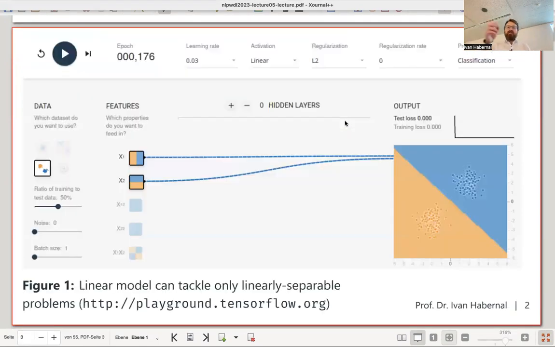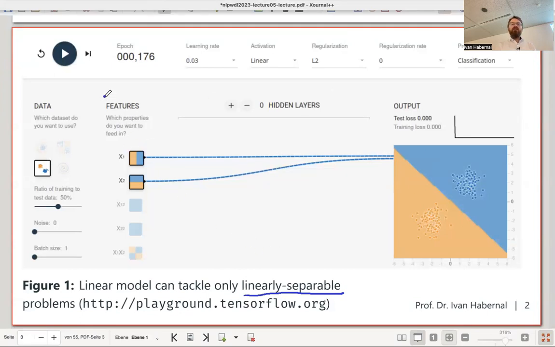But let's finish first. Okay, so last time we discussed the linear models, and linear models can tackle only problems which are linearly separable. Now this should make much more sense after yesterday's exercise. Now you see what's going on here. Wow, you actually built this thing already. Not in this nice user interface, but you know what's going on.